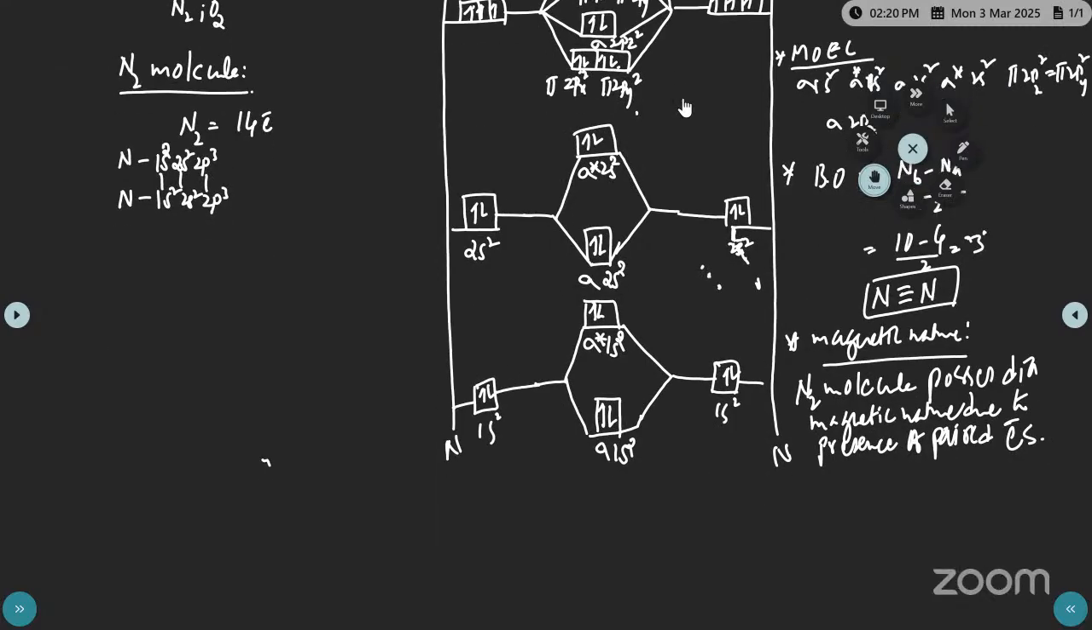Okay, this is the molecular orbital energy diagram of the hydrogen molecule. Next, similarly, the oxygen molecule. Can you draw the oxygen molecule energy diagram? How many electrons are present in the oxygen molecule? 16. So you have to change the energy order of the molecular orbitals.